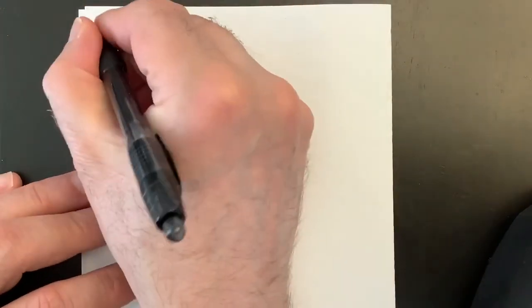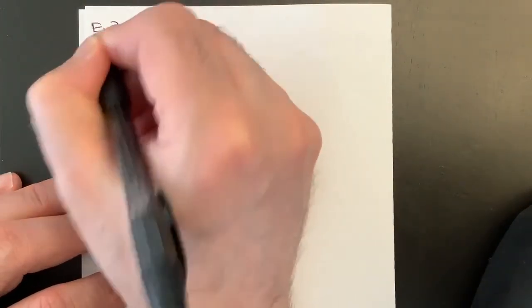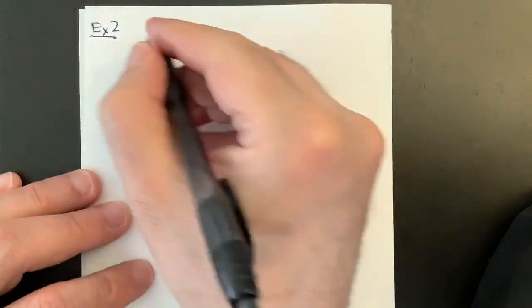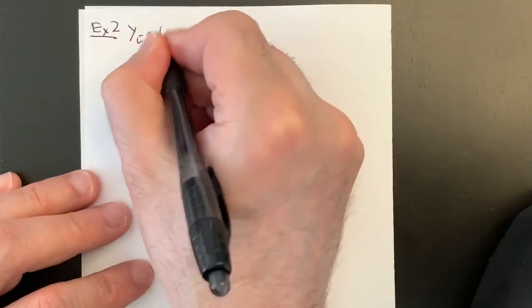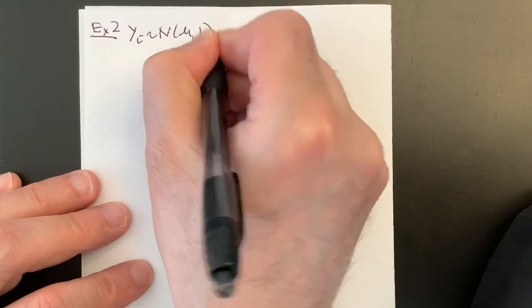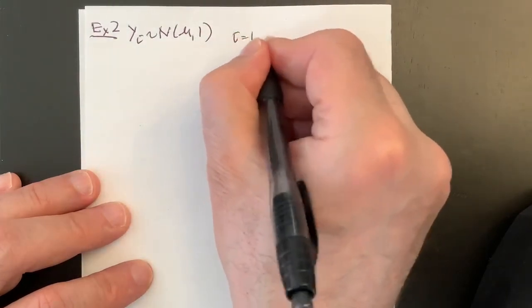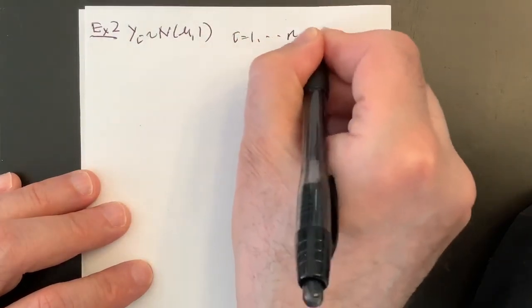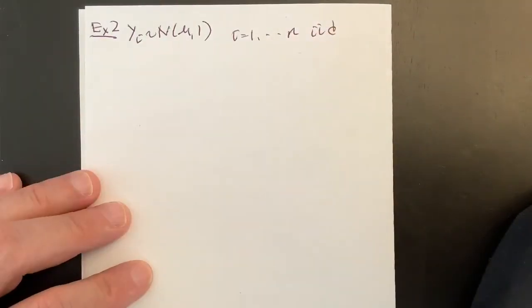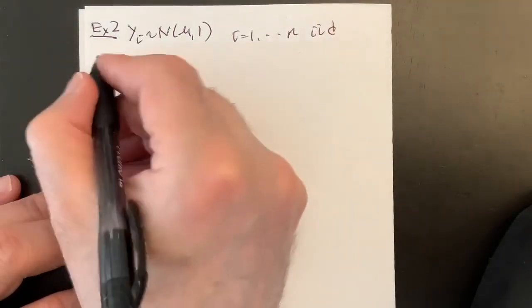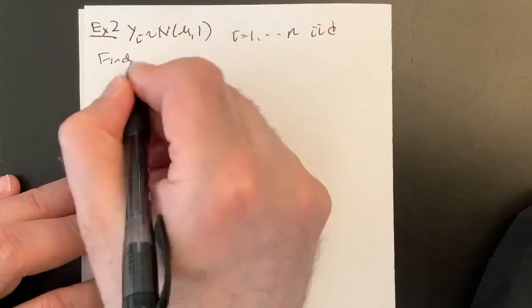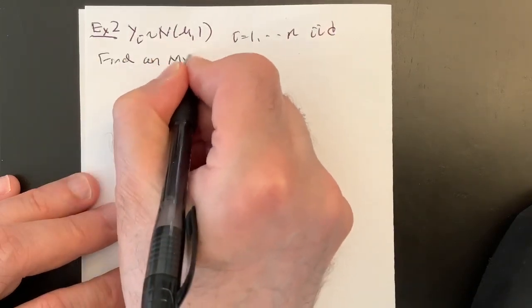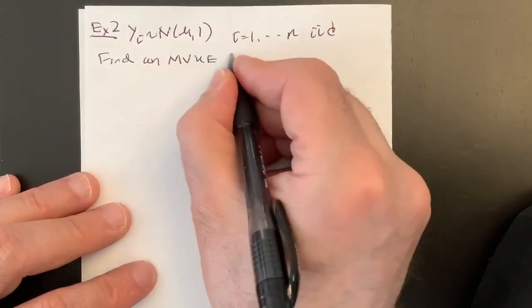Maybe one more, and this will conclude the lecture. All right, so example 2. Suppose we have Yi normal with mean mu and variance 1, again i equals 1 to n, iid. Let's find an MVUE for mu.